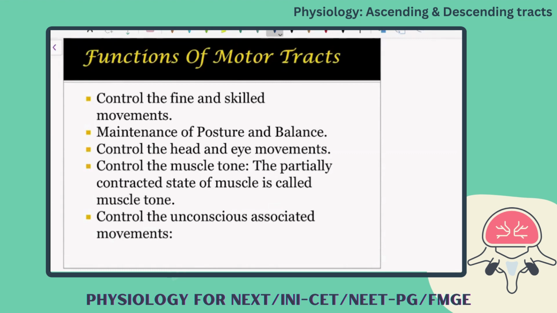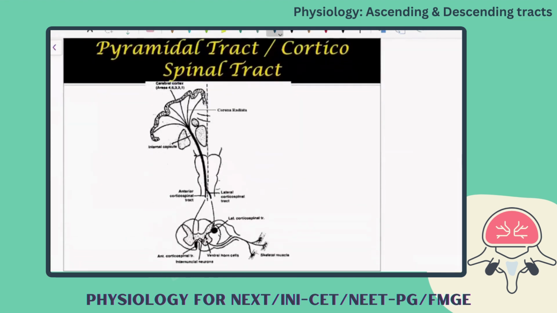Okay, clear? So this is carrying fine and skilled movements. We are seeing motor tracts, so it is related with the movements. Okay, so fine and skilled movements, balance and posture, and control of head and eye movements. Muscle tone. Okay, and then unconsciously associated movements, movements happening without any conscious involvement. So this is the pyramidal tract.